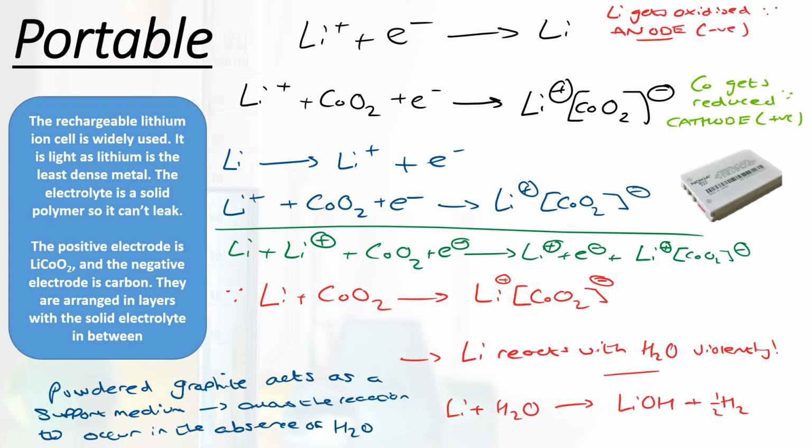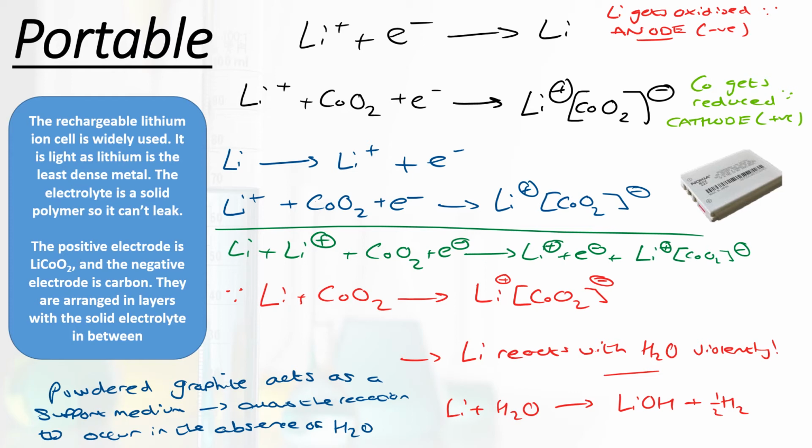So the next type to look at is a portable battery. And so the rechargeable lithium-ion cell is widely used. So this is kind of the battery that we'd see in mobile phones, in laptops, lots of portable applications. Now it's very, very light because lithium is the least dense metal. That's important. You don't want your battery to be really, really heavy. If it's a portable application, we need to carry it around with us. It also needs to be able to be recharged.